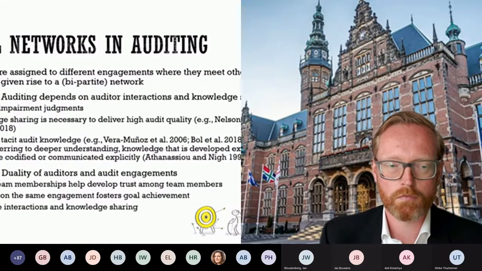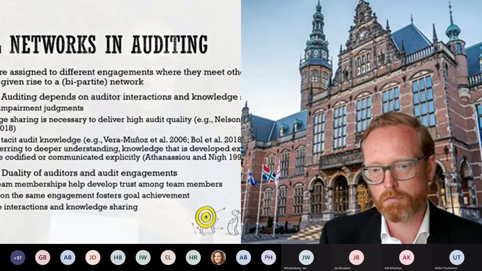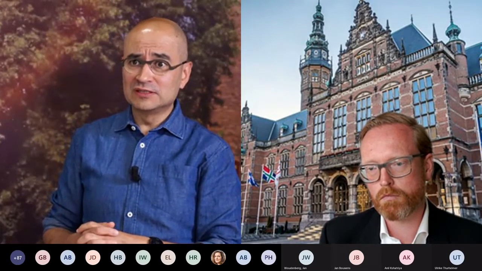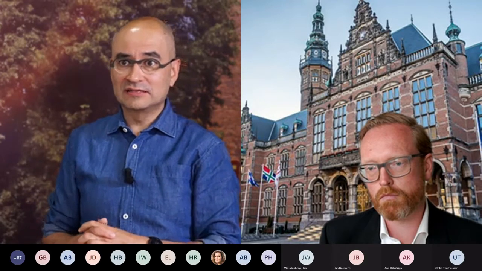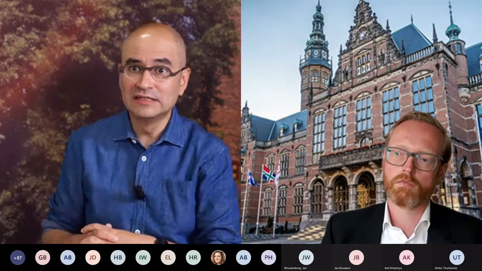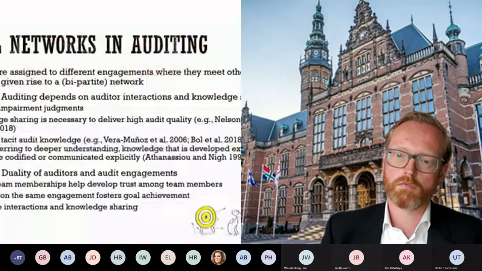Okay, and this also highlights two important features of social networks in auditing. The first one, particularly highlighted in recent studies by Jasmijn Bol and colleagues, and also Monica Causholli, is that audit quality, so also audit performance, depends on knowledge sharing. The basic idea is that in order to do your work as an auditor well, you are dependent on the amount of knowledge that you can share or have access to.